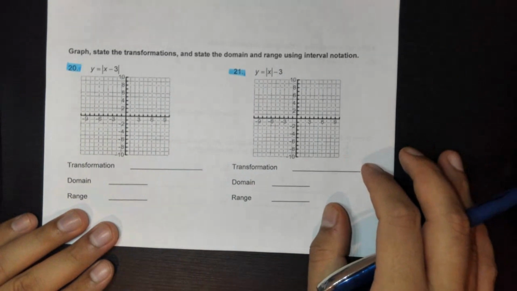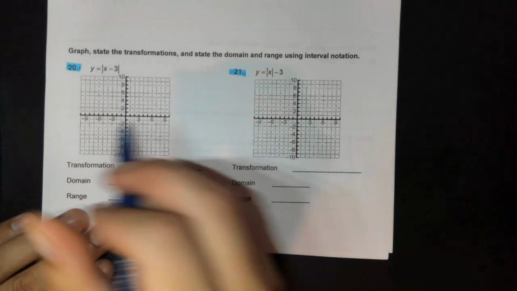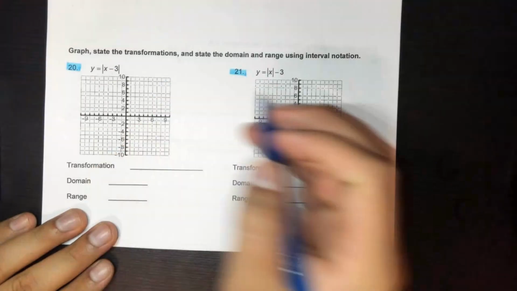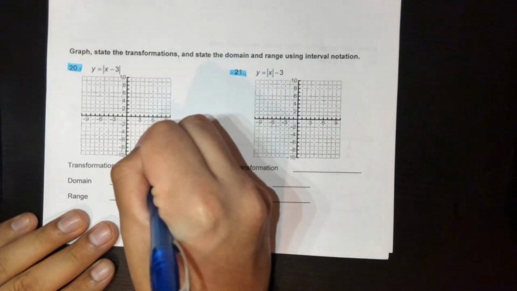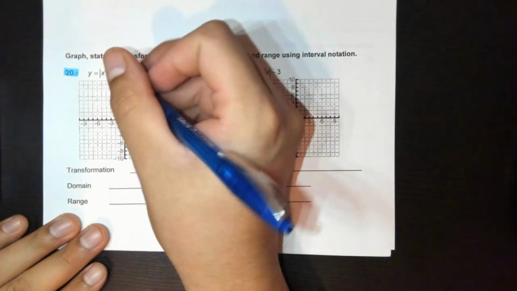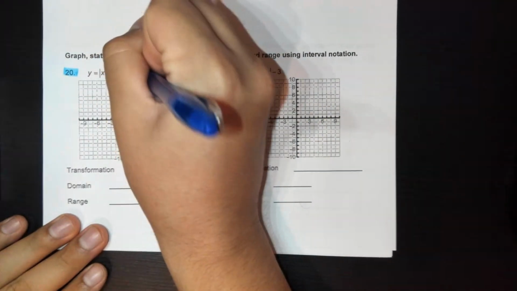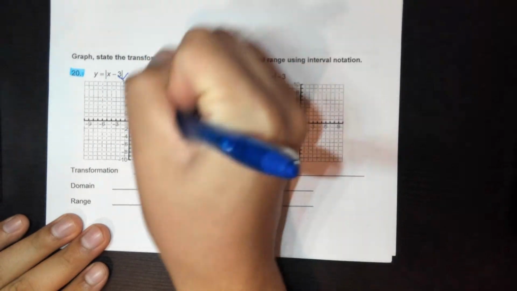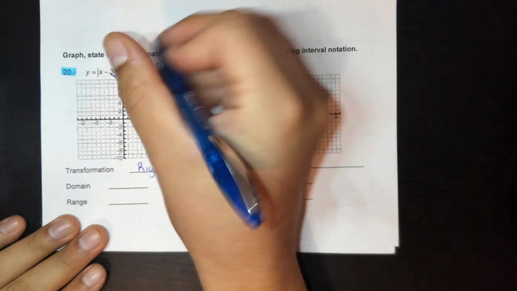So we have y equals the absolute value of x minus 3. Since we have minus 3 inside the absolute value, that's going to be a transformation of right 3. And also the vertex would be at (3, 0). So the h and k is 3, 0.